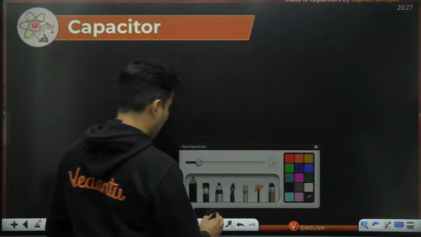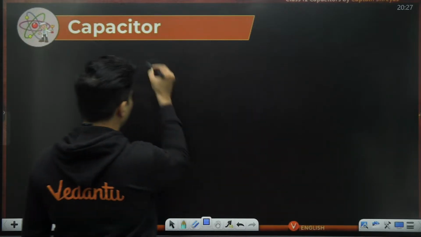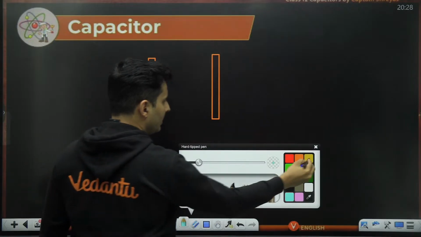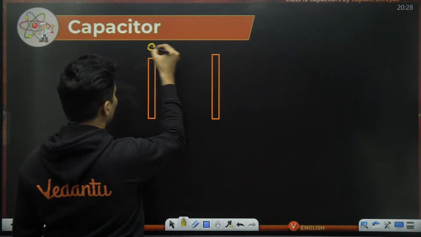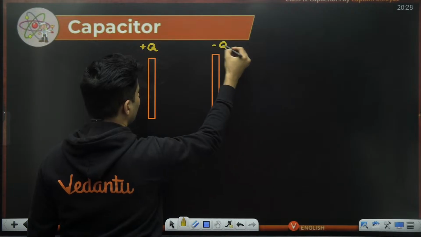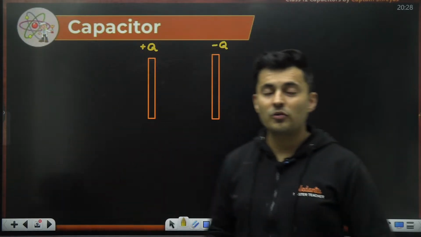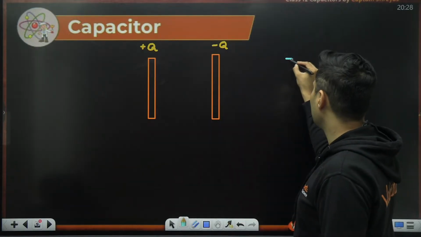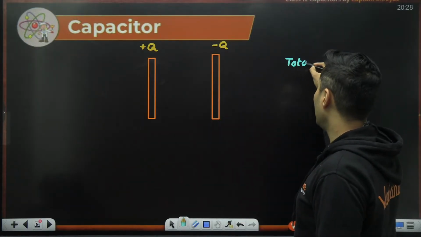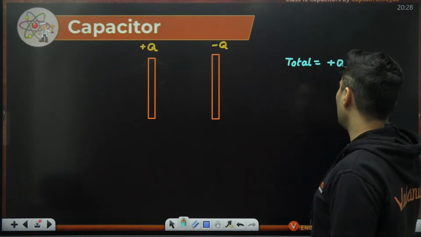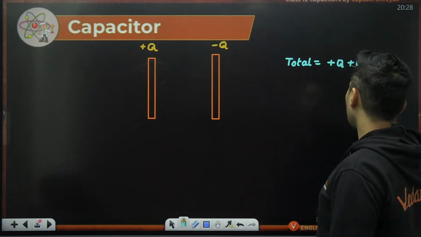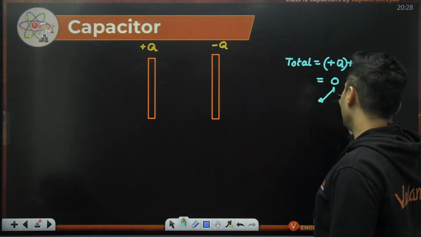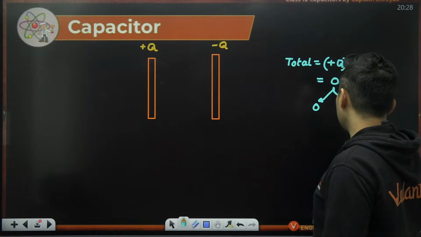See guys, if you take this particular plate over here and this another plate over here, and I tell you, listen, the total charge on this plate is positive Q, this plate is minus Q. I have told you this before. To figure out the distribution of the charges, first figure out what is the total charge. The total charge over here is positive Q plus negative Q, so it will be basically 0. So when you divide 0 into two parts, it will still be 0 and 0.